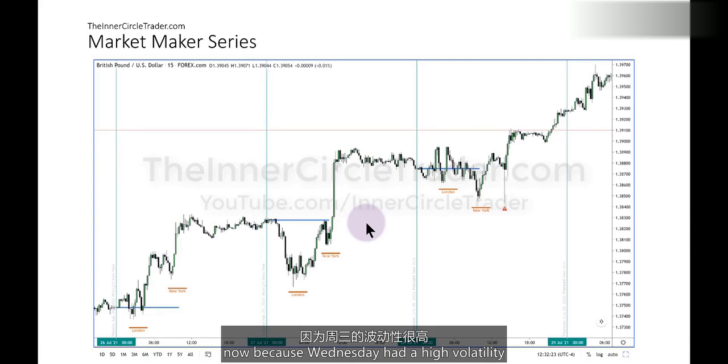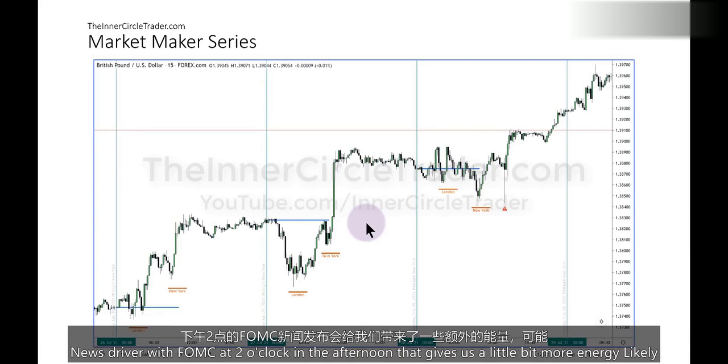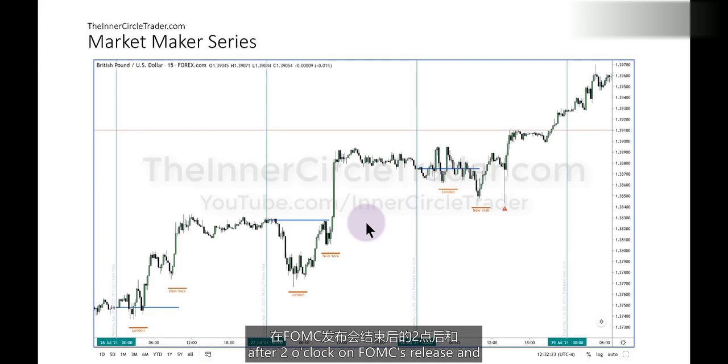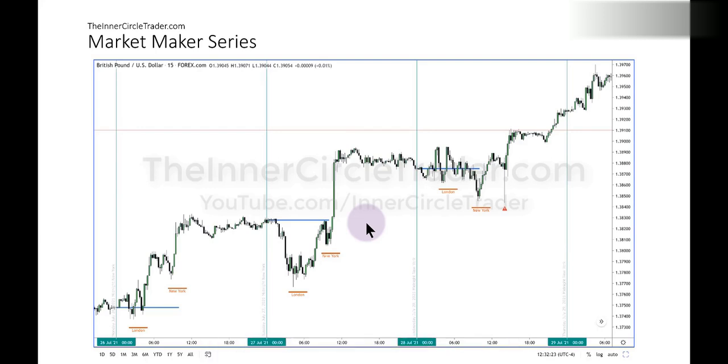Now, because Wednesday had a high volatility news driver with FOMC at 2 o'clock in the afternoon, that gives us a little bit more energy likely after 2 o'clock on FOMC's release. And we see that happen here. And it rolls over into Thursday's trading and so on.